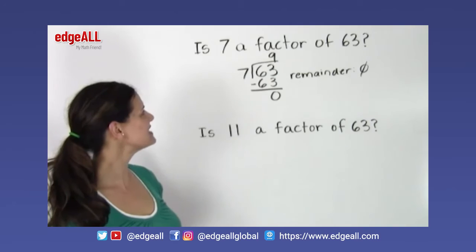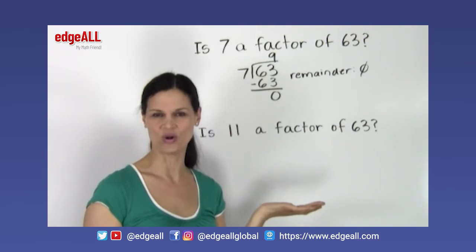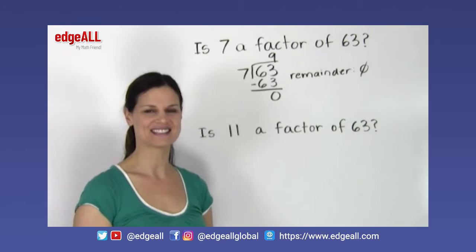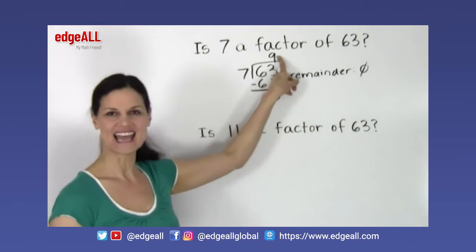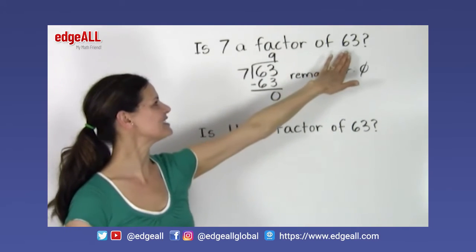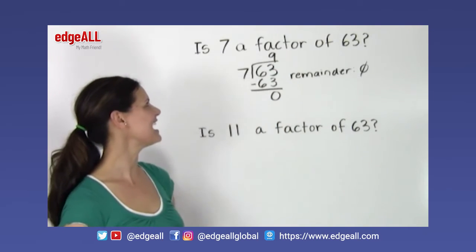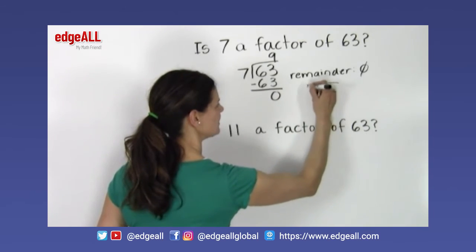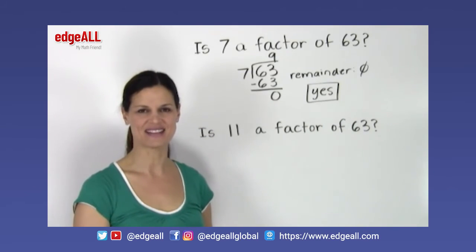So I could also ask myself, is there a whole number that I can multiply by 7 to get 63? And the answer to that is yes. I can multiply 7 times 9 to get 63. The divisibility of it is the same, but it's in reverse. So I can do 63 divided by 7 equals 9. So that tells me that yes, 7 is a factor of 63. There's a remainder of 0 when I divide 63 by 7.